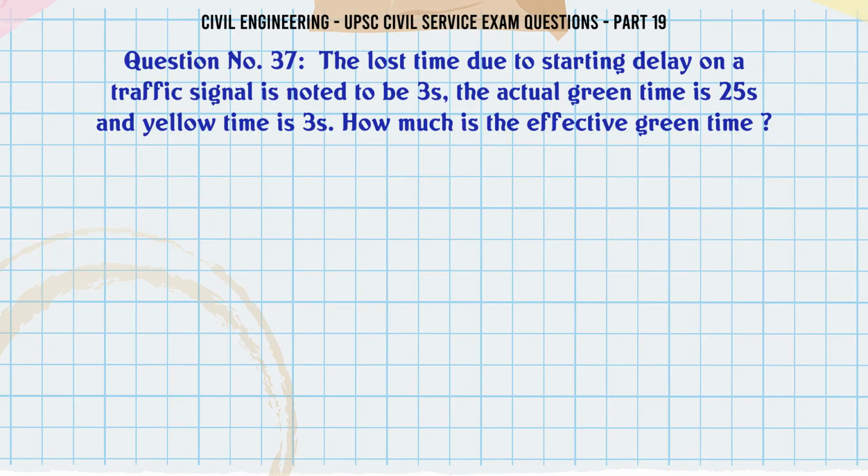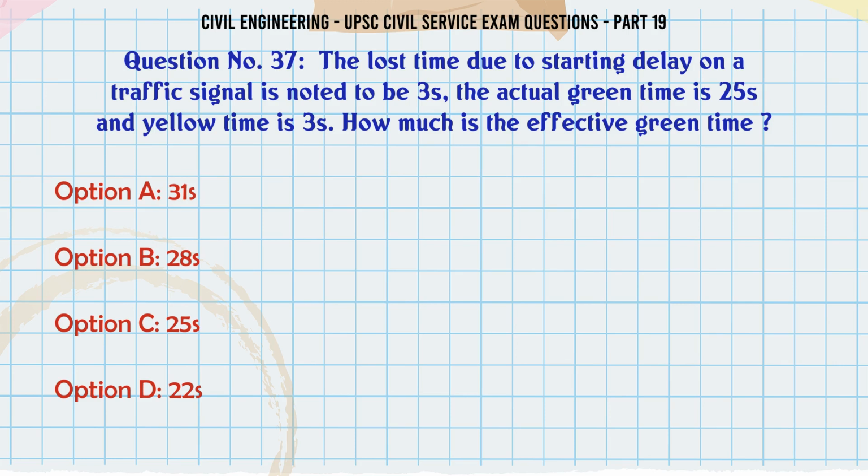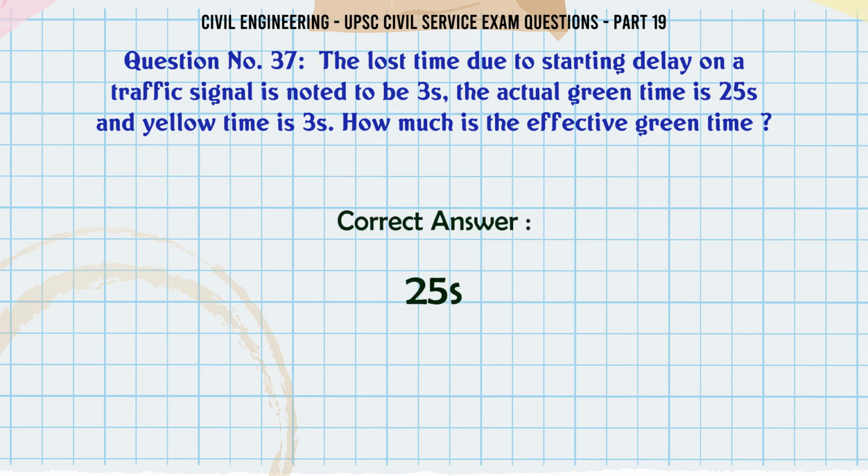The lost time due to starting delay on a traffic signal is noted to be 3 s. The actual green time is 25 s and yellow time is 3 s. How much is the effective green time? A. 31 s, B. 28 s, C. 25 s, D. 22 s. The correct answer is 25 s.